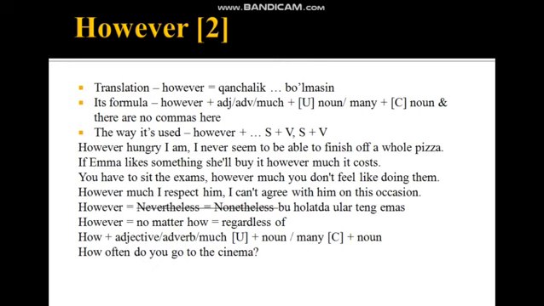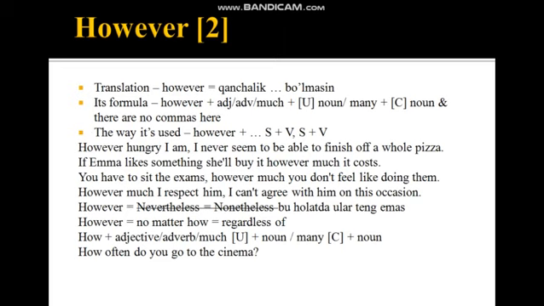You can see, guys, that however means even if you have millions of dollars, or even if you are a Superman, you cannot do something. That means however number two. Its formula is however plus an adjective or adverb, or much plus an uncountable noun, or many plus a countable noun. And by the way, there are no commas right here.